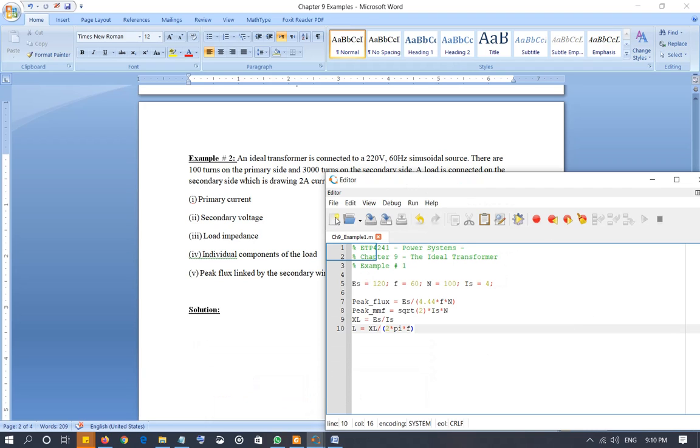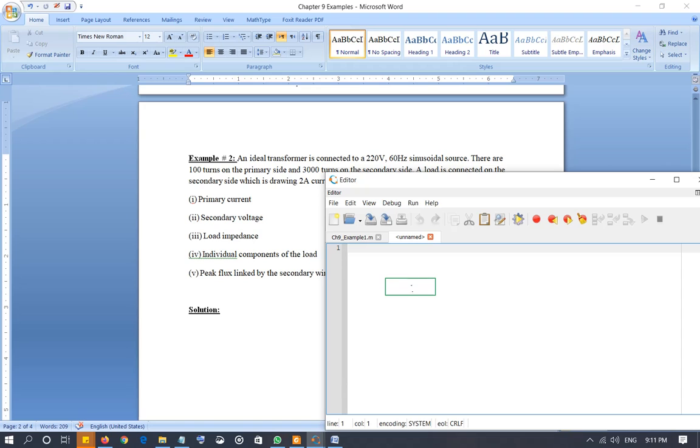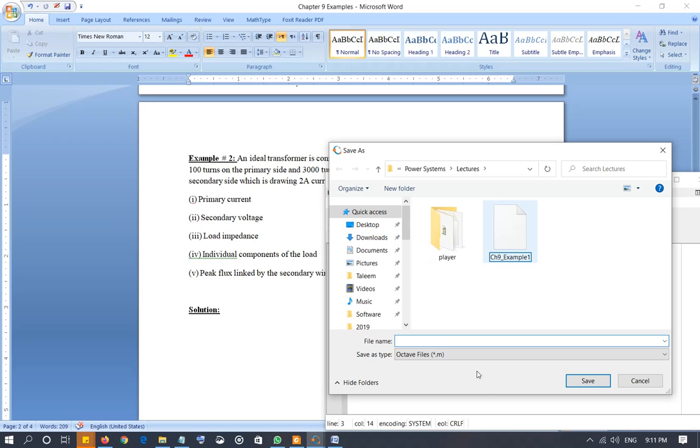Let's create another file. This was example number 1. Let me just copy this, copy, and let's create a new script, and this is example number 2. I'll save it in my lecture folder, chapter 9, example 2.